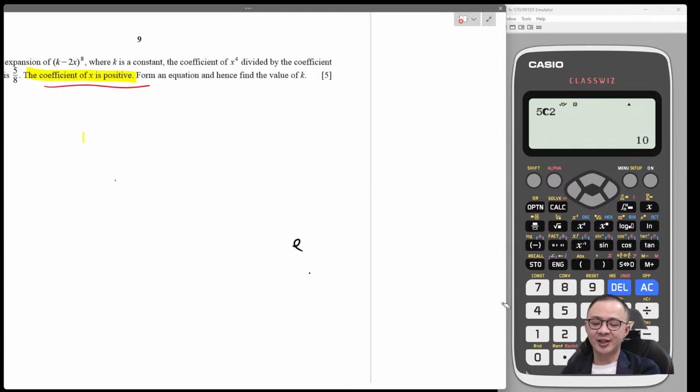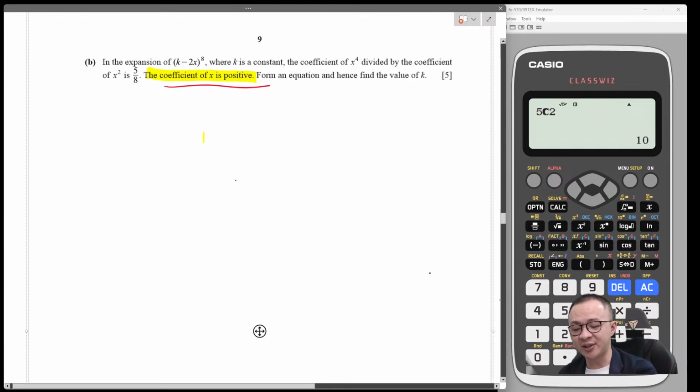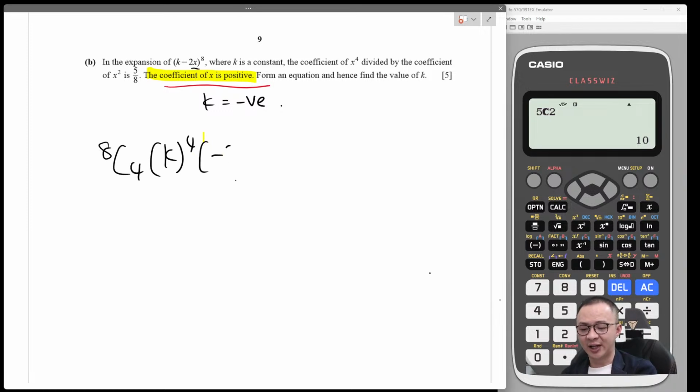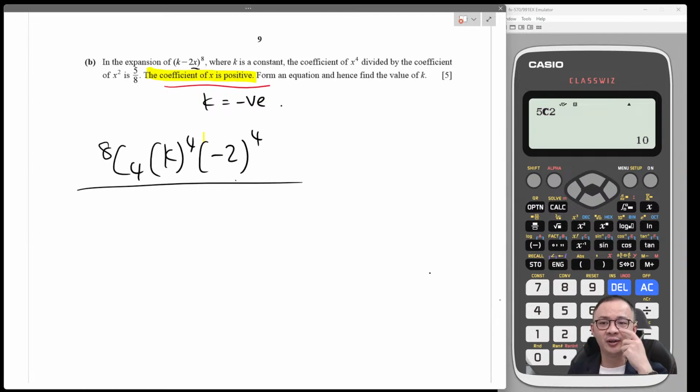Okay. So here I just want to tell you, in this case, because of this sentence, I know my k is negative value. Now let's find out what is the coefficient of x power 4. X is at the back, so it's quite easy. It's 8c4, k power 4, -2 power 4. I didn't insert the x because I only want to insert the coefficient of it. So basically, if it says the sentence, then the final answer should be negative. Yes, the final answer of k is negative.